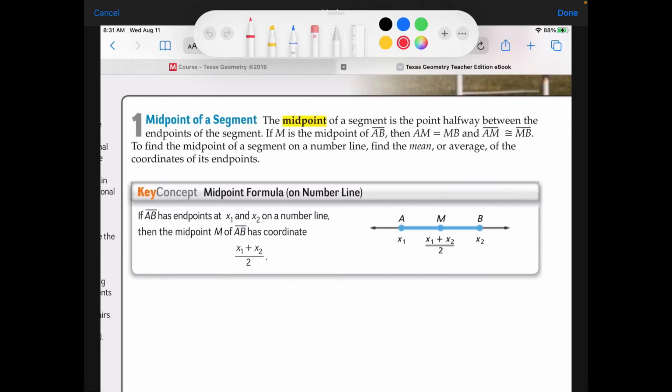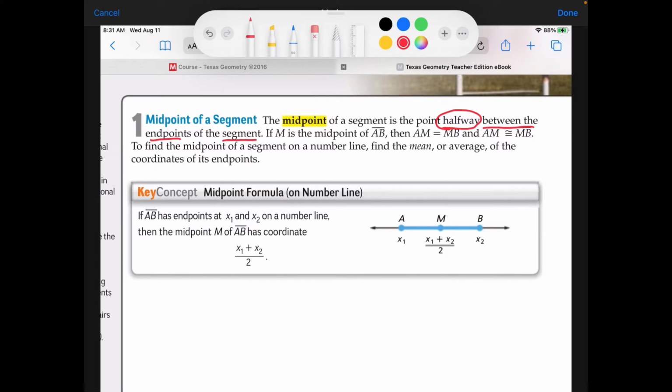Today we're going to talk about midpoints. Now the midpoint is basically the point that is halfway between two endpoints. Halfway between the endpoints of the line segment.